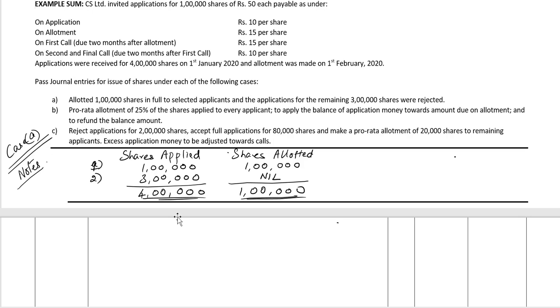Let's break up the installments. We have application, allotment, first and final call. Amount of application 10, allotment 15, first call is also 15 and the final call is 10, totals to the face value of the share, which is rupees 50.